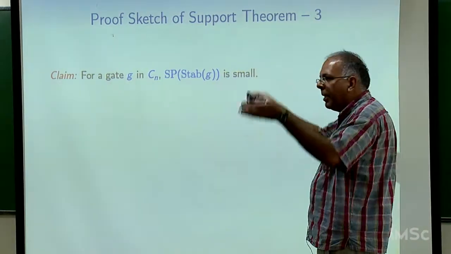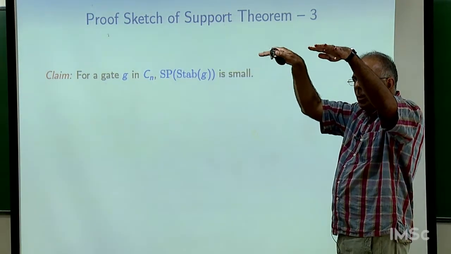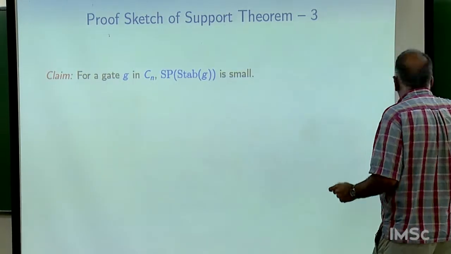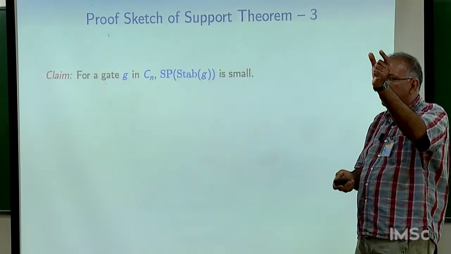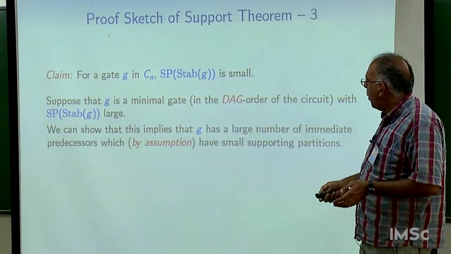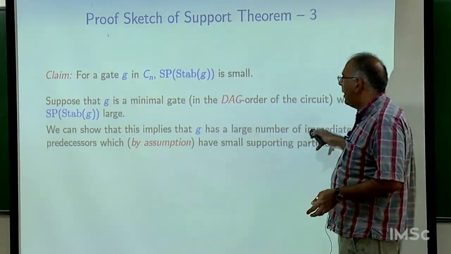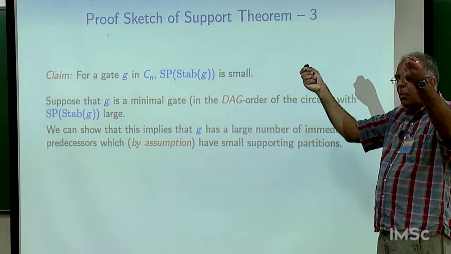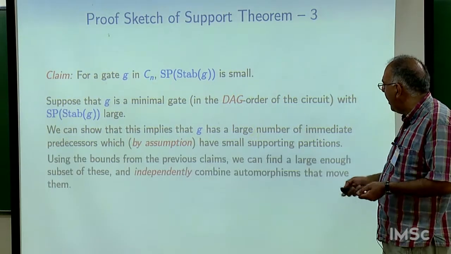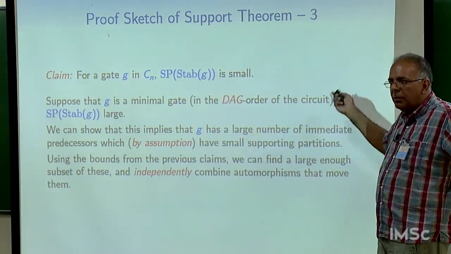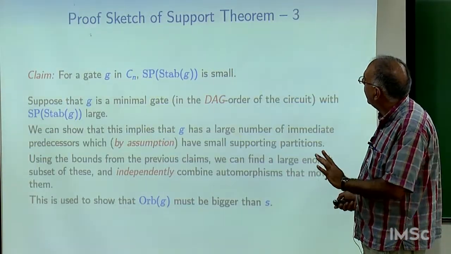We show it by induction on the directed acyclic graph structure. You start with the leaves, where you know the number of parts is small because the inputs are labeled with just 2 elements, so there's a support of size 2, and any permutation that moves everything else fixes this. And then you show that if there is a gate whose supporting partition has a large number of parts, all of whose inputs have a supporting partition with a small number of parts, we can then construct automorphisms that move these gates independently, forcing the orbit of this gate to be large, which gives us a contradiction. Okay, so that's the inductive argument.